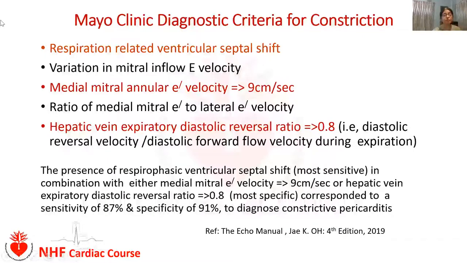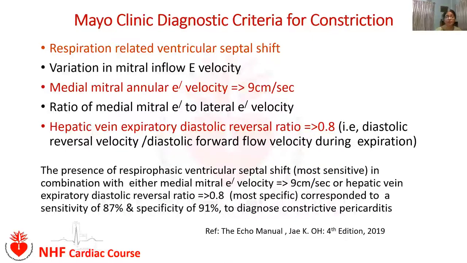And among these five, the three red mark criteria, that is the respiration-related ventricular septal shift, medial mitral annular E prime velocity equal to or more than 9 cm per second, and hepatic vein expiratory diastolic reversal ratio more than or equal to 0.8, are independently associated with constrictive pericarditis. And these should be taken as the key message, or key echo points, for diagnosing constrictive pericarditis.